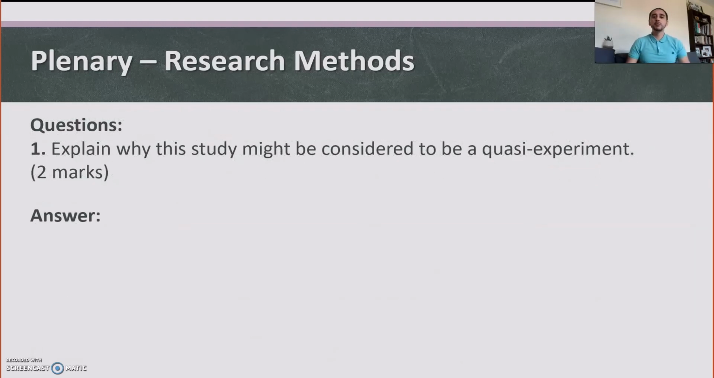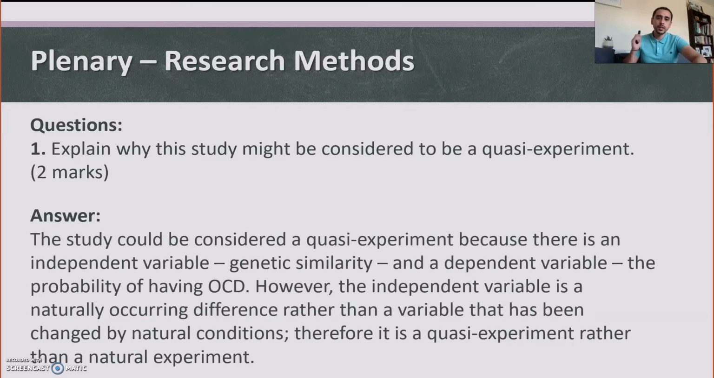Here we go. Explain why this study might be considered a quasi-experiment. Now, there are 4 types of experiments, okay? We've got lab, field, natural, and quasi. Why is this one quasi? The study could be considered a quasi-experiment because there is an independent variable, genetic similarity, and a dependent variable, the probability of having OCD. However, the independent variable is a naturally occurring difference rather than a variable that has been changed by the researcher. Therefore, it is a quasi-experiment rather than a natural experiment, okay?